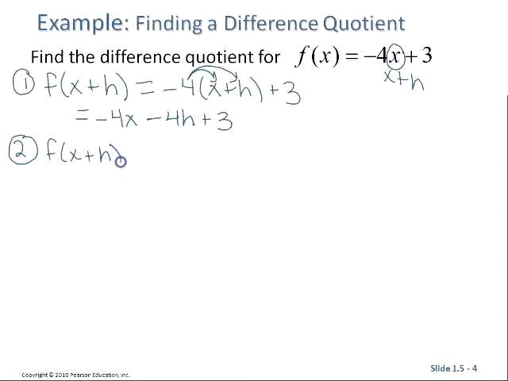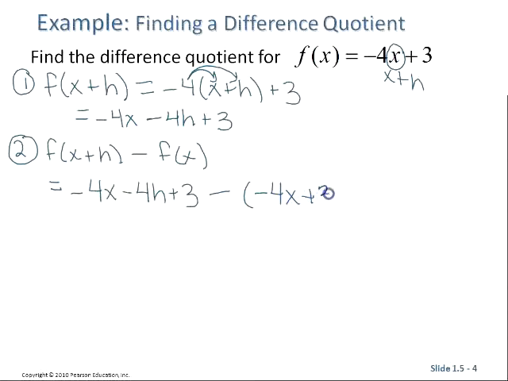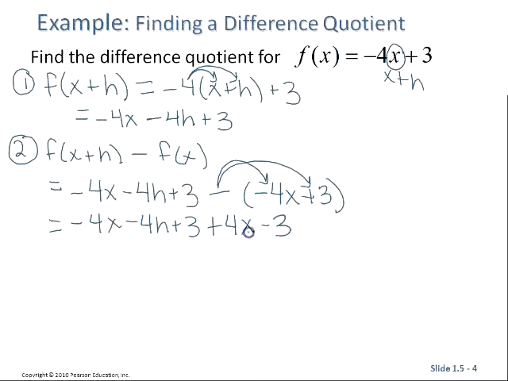The second step is to take that answer and subtract f of x from it. So that's going to give me negative 4x minus 4h plus 3. I don't change any of this, minus the original function, which in this case is negative 4x plus 3. Now be careful here. You want to be sure you use parentheses, because our subtraction will change the sign of that entire function. So we have negative 4x minus 4h plus 3, not changing any of this part, but then we change the signs on the f of x part, giving us plus 4x minus 3.